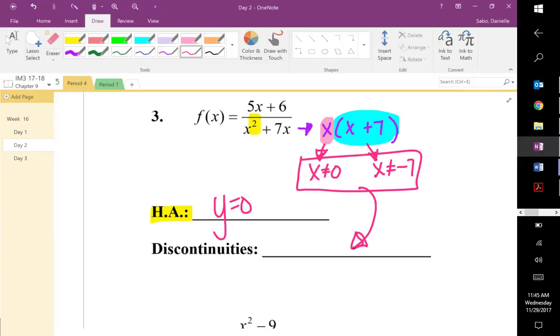Do any of them cancel? Look, does x cancel with anything up here? No, because you have to cancel a whole group. Does 7? Do you have exactly x plus 7 up here? No. So they're both vertical asymptotes. That was from yesterday. Trying to keep giving you practice of things that we're doing in class.